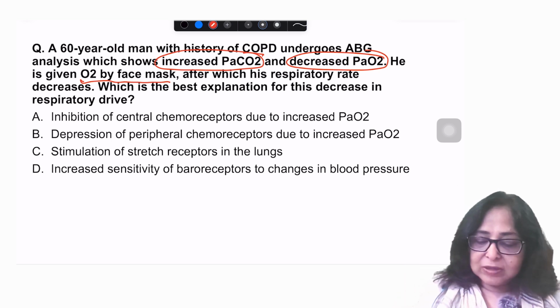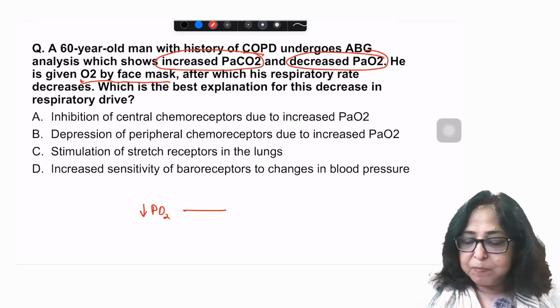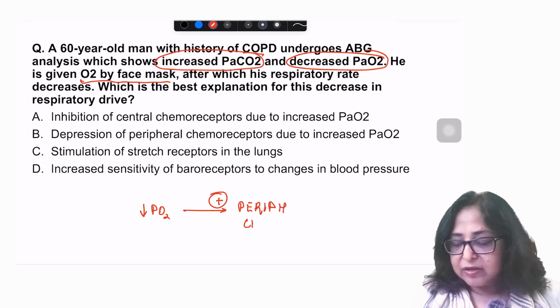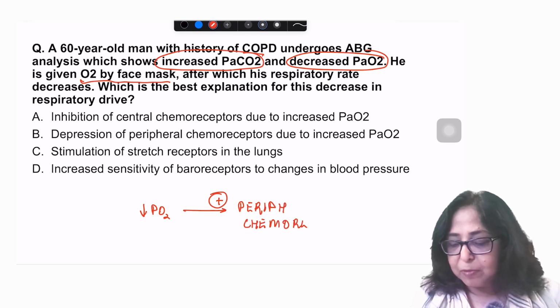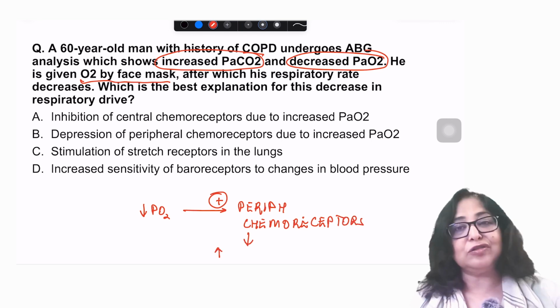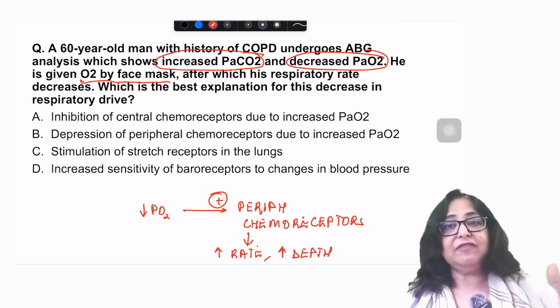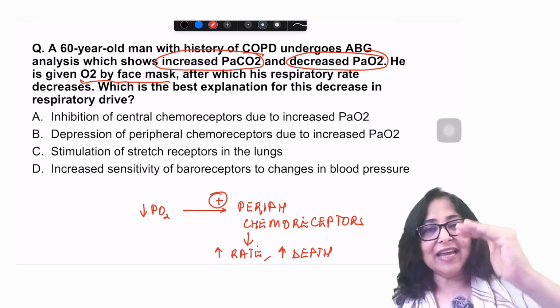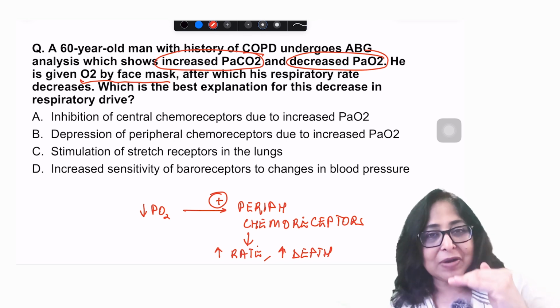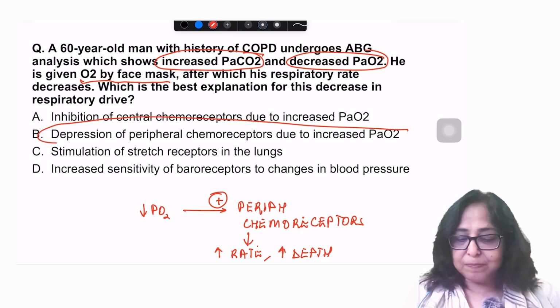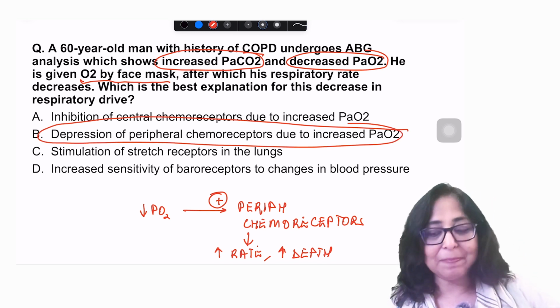Now remember, hypoxia stimulates the peripheral chemoreceptors. Which are the peripheral chemoreceptors? These are your carotid and aortic bodies. And when these chemoreceptors are excited, they will send impulses to the respiratory center, and there is an increase in the rate and increase in the depth of ventilation. But if the PO2 levels are high, they start inhibiting the peripheral chemoreceptors and suppressing the respiratory drive. So there is a depression of the peripheral chemoreceptors due to increased PaO2.